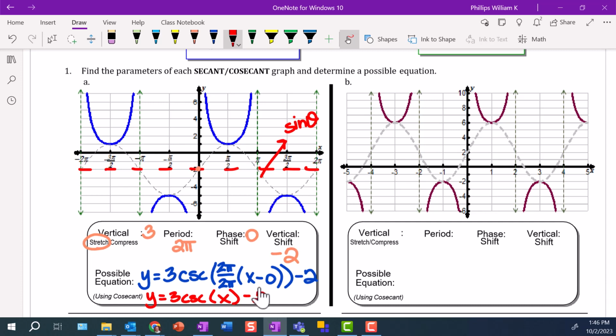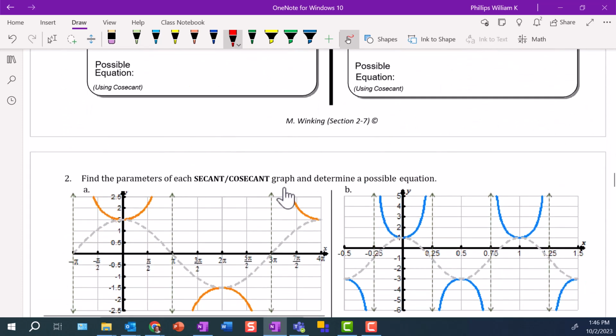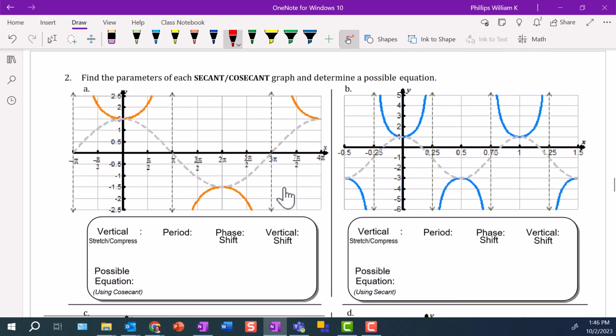So let's try one working with a cosine graph. If we want a cosine graph, we are looking for secant, right? So all of these are examples doing exactly what I just did. You're working with a sine function to find the components. Here, let's work with a cosine function to find the components. So the same thing, I'm still going to draw my midline. So here I have my midline. This midline is at -1. So that's my vertical shift.